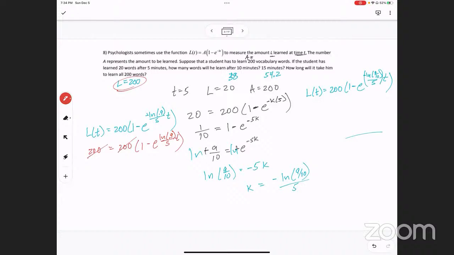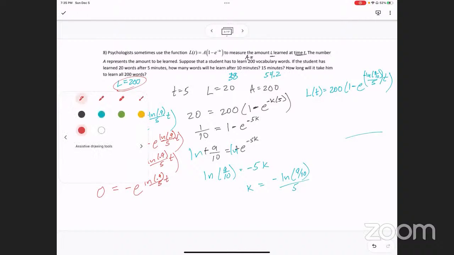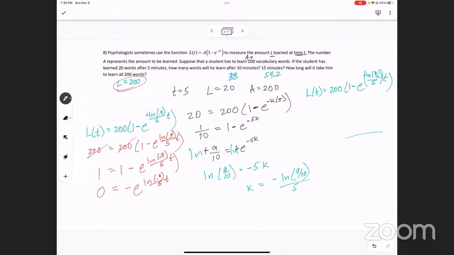So we're going to divide both sides by 200. 1 equals 1 minus e to the ln of 0.9 over 5 times t. So I subtract 1 from both sides, I get 0 equals negative e to the ln of 0.9 over 5t. So I can take the natural log of both sides to solve this equation. I can't do that. The answer is he will never learn all 200 words.